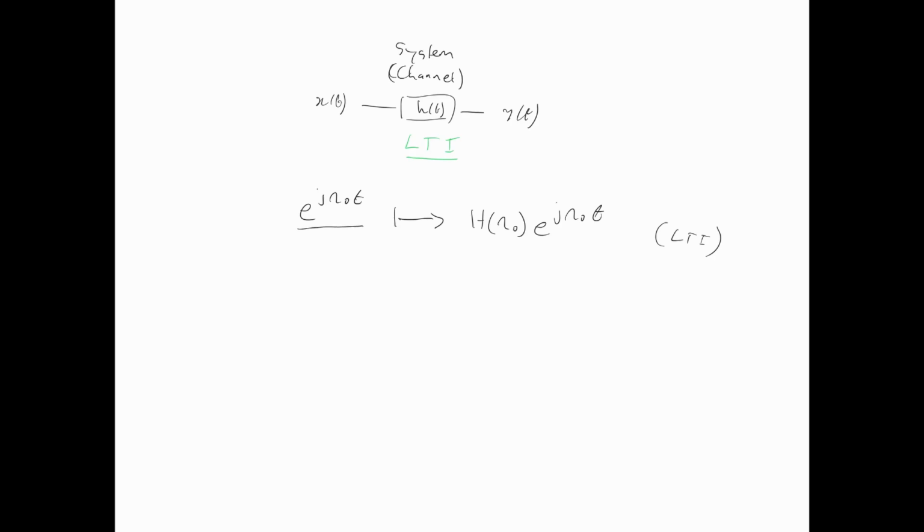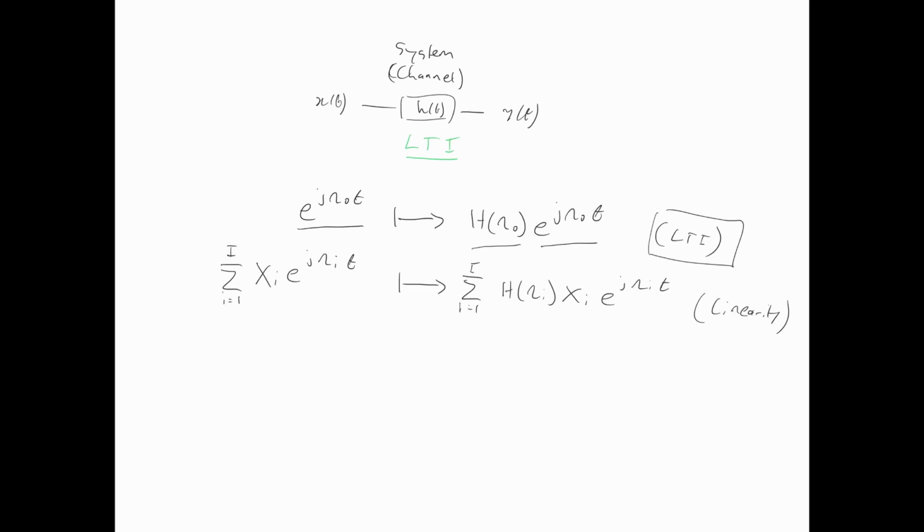Let's summarize what we have said. If e to the j omega naught t goes into a linear time invariant system, what we get out is the same e to the j omega naught t multiplied by a complex number, which depends only on the frequency omega naught. This is due entirely to the channel being an LTI system. As a consequence of the channel being linear time invariant, we get that if I have a sum of complex exponentials going into the system, the output is another sum of the same complex exponentials going in, just with their magnitudes modified by the same factor we observed in the first case here.